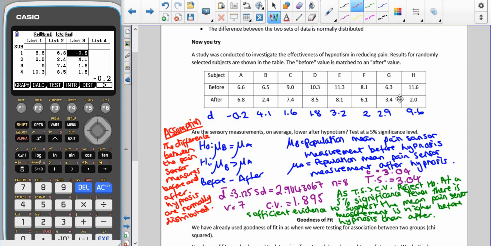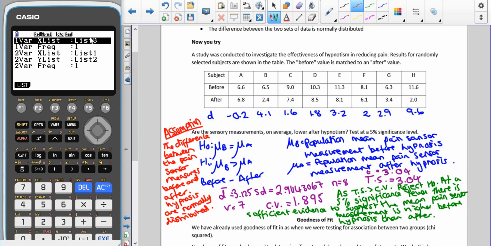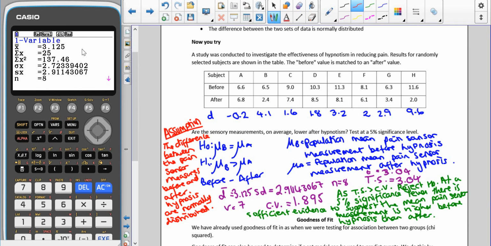I've written this down here. Just be careful with adding stuff to the actual where the question is. Usually that will be seen and marked along with the rest of your answers, but just make sure it's really clear that you've written it on so that it doesn't get missed in the marking. So then finding the information about those, making sure again that your set says list 3 because we want it to be looking at those differences. And then our mean is 3.125. Our sample standard deviation is 2.91143067. And the number of pieces of data that we have is 8.